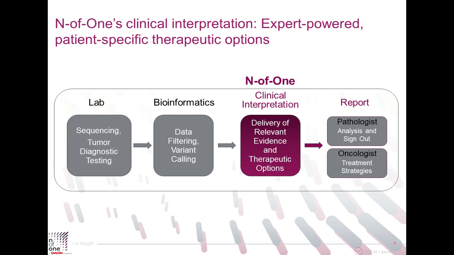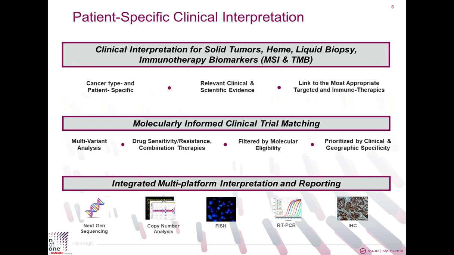N of 1 can receive a filtered list of variants from any bioinformatics partner, and then provide annotation of the variants with evidence for their activity, association with therapies, prognostic or diagnostic relevance. And that information is assembled based on reporting logic that is included within our platform. We generate a report and send it to the pathologist for the review and sign out.